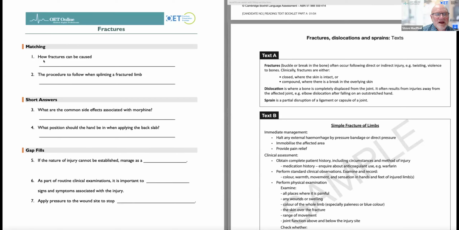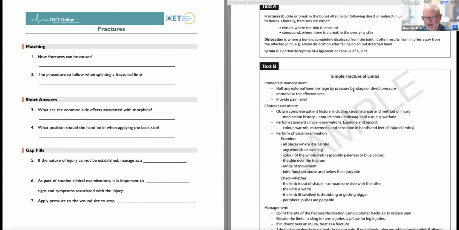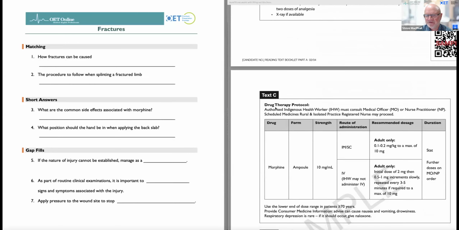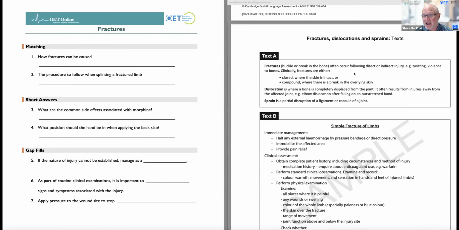So, how can fractures be caused? Which reading talks about the cause? Well, we know it's not B, because that was management. And we know it's not C, because that's drugs. And D was about back slab. So it must be A. Now I can double check how they can be caused. It says they occur often following direct or indirect injury, twisting, violence to bone. That's it. That's the cause. So I know my answer's A. I didn't have to read the whole paragraph to get that.